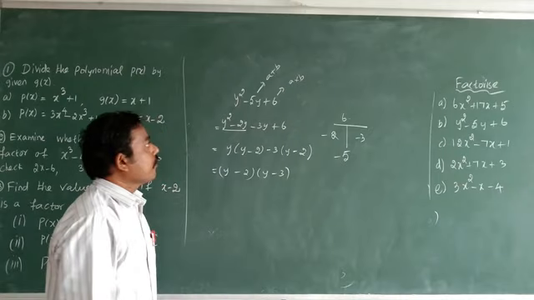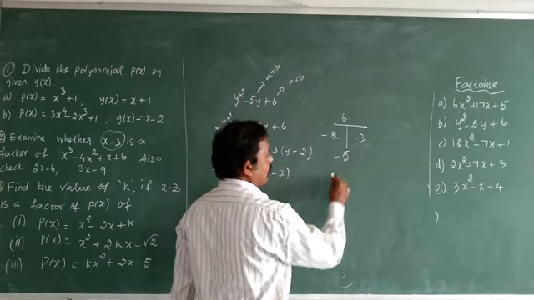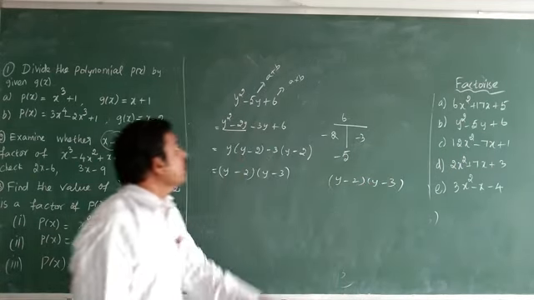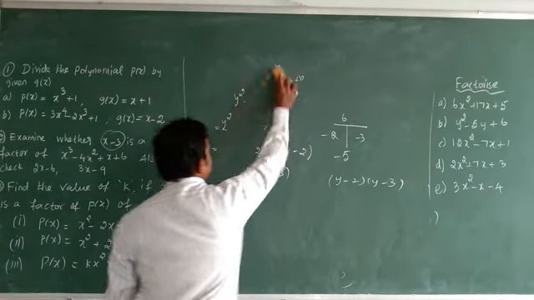Now the factors of this, suppose you write this, you can write it directly by using these numbers. Now the factors of y squared minus 5y plus 6 are y minus 2 into y minus 3. Right.